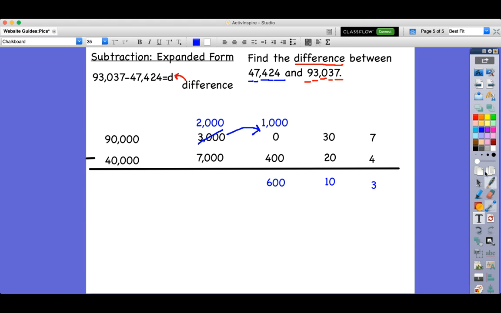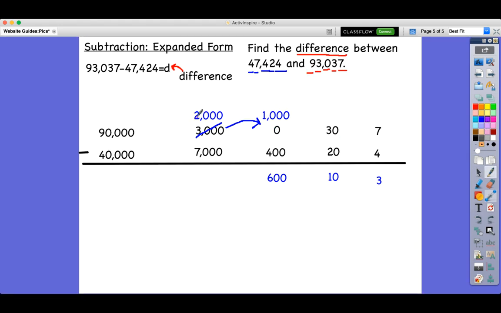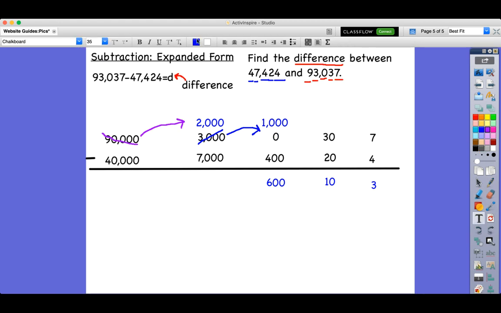So next, I need to subtract 7,000 from 2,000. And again, if you're unsure, always think about a real world solution. If I have $2,000, can I spend $7,000? No way. So I need to regroup again. Now this time it's going to be a little bit different. We're going to go up to the next place value, which is the 10,000s place. And I'm going to take one of these 10,000s and move it over to the thousands place.